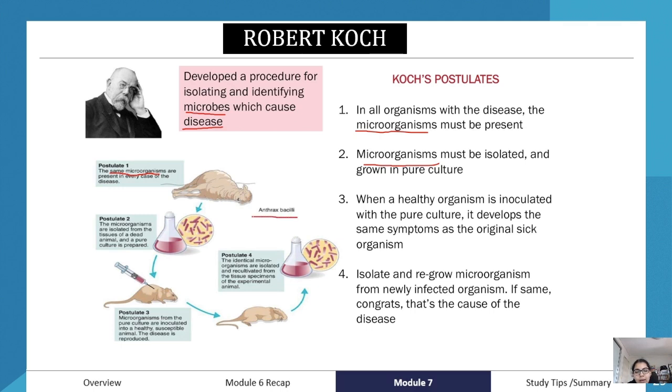So here, my potential microorganism is the Anthrax bacilli. I'm going to isolate that microorganism and grow it in a culture. So how do I isolate it? I isolate it from the tissue of a dead animal, and I make a pure culture. So I grow it on an agar plate. Then I take the microorganisms from the pure culture that I've grown and I inoculate that into a healthy, susceptible animal, into another animal.